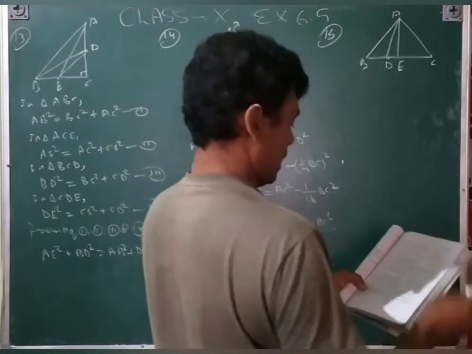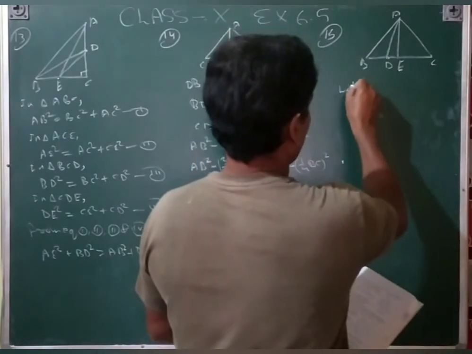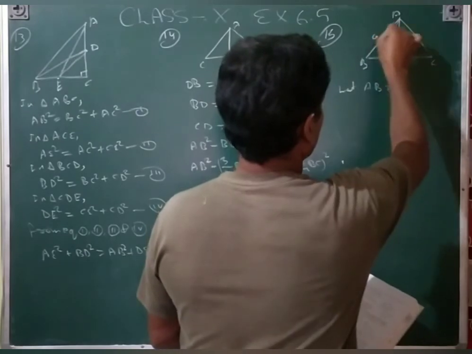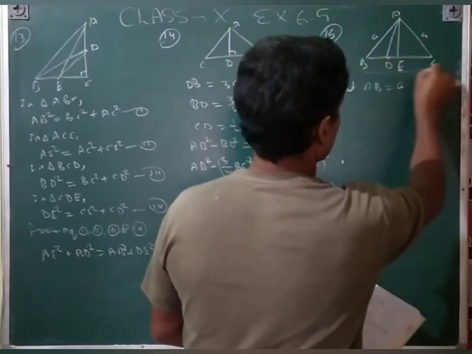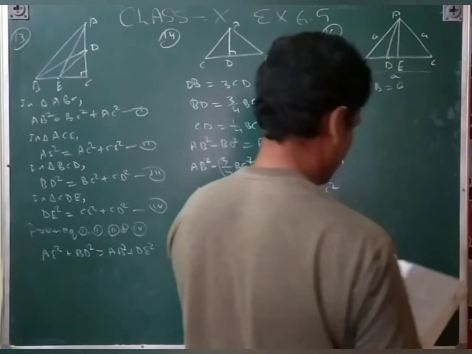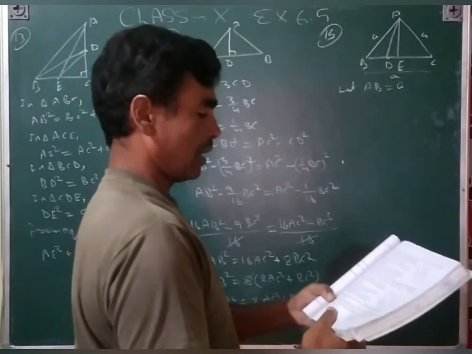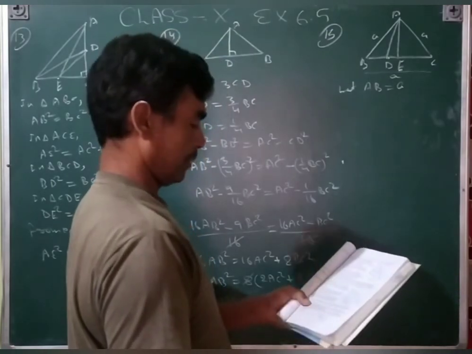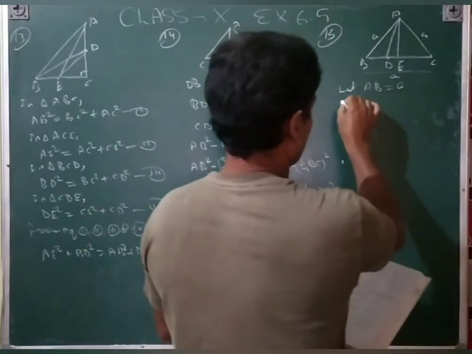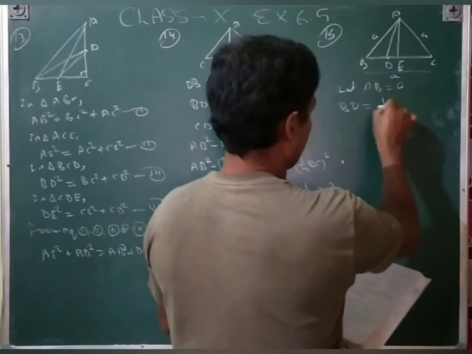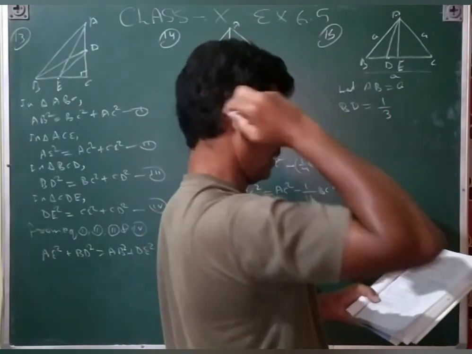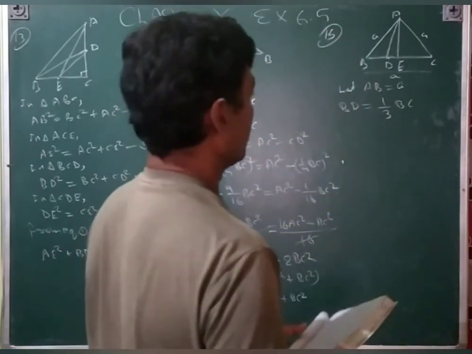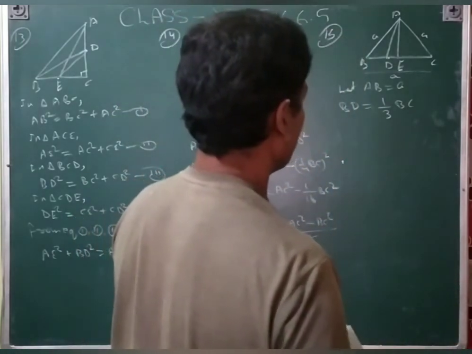So let AB be equal to A. This will be A, and this will also be A, because this is an equilateral triangle. One more thing is given: BD is equal to 1 upon 3 of BC. That is 1 upon 3 BC, which is given already here.